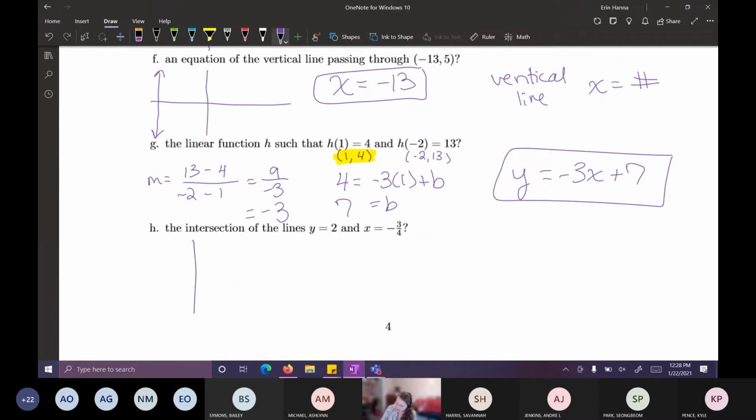And then this last one, we essentially have a horizontal line at 2 and a vertical line at -3/4. So the intersection point is essentially just going to be at those two values, at the x value of -3/4 and the y value of 2. And most of you got that as well.